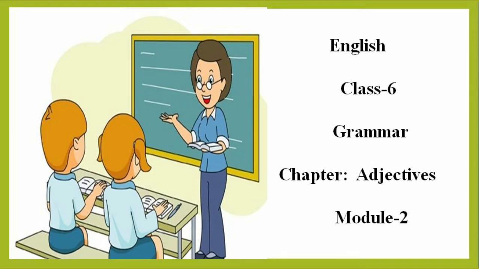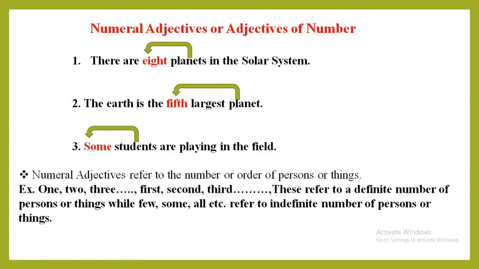Let's know about them. Numeral adjectives or adjectives of number. To understand numeral adjectives, let's see these three examples. First is, there are 8 planets in the solar system. Now, what do you observe here? The word 8 denotes the number of planets.